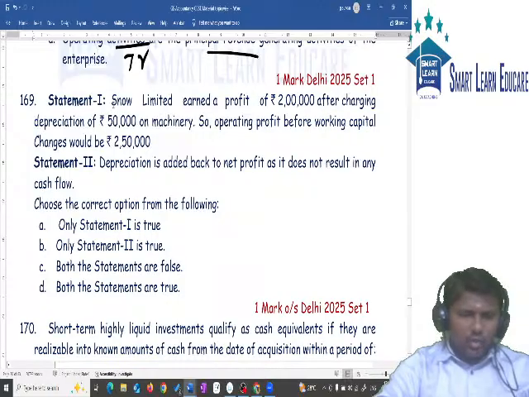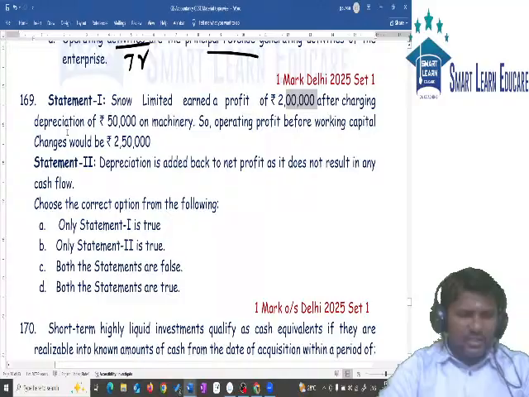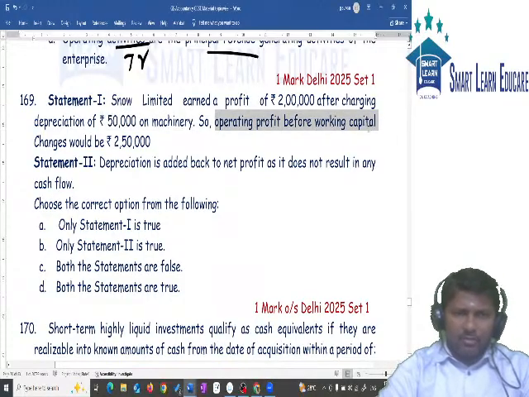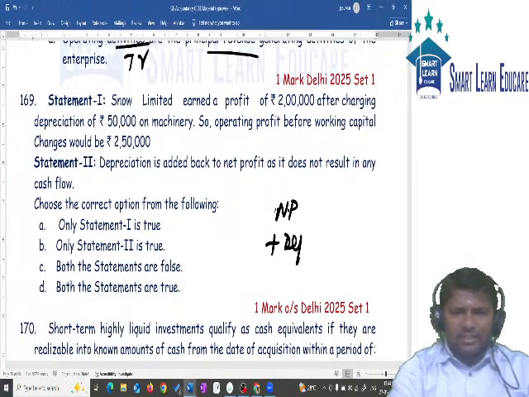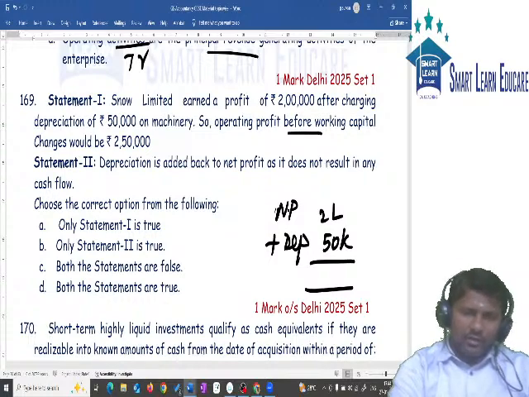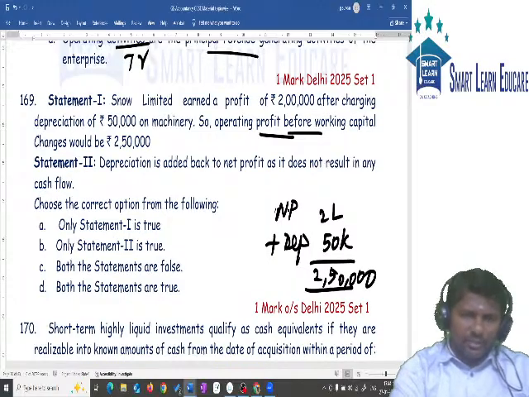Statement one. Snow Limited earned a profit of 2 lakh after charging depreciation. Depreciation amounts to 50,000. Depreciation is a non-cash item. In the question, what is given? Operating profit before working capital changes is 2 lakh 50. Just now we learned the format. With the net profit we add back depreciation. Net profit is 2 lakh and depreciation is 50,000. So the total cash flow, the operating profit before working capital changes, is 2 lakh 50,000. So this statement is true.